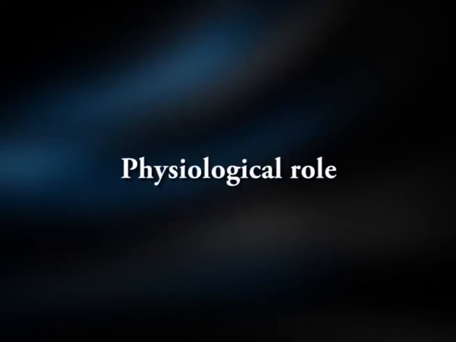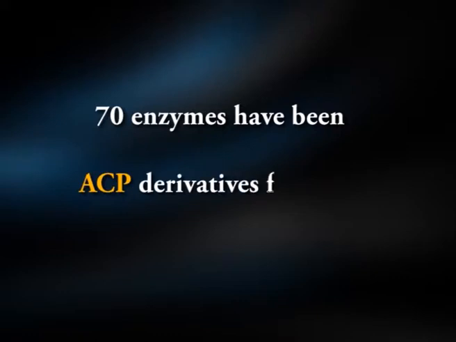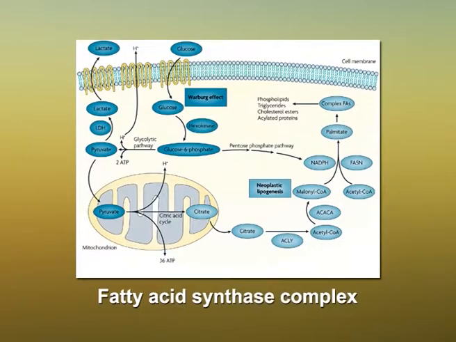The physiological role: pantothenic acid is formed from beta-alanine and pantoic acid. Pantothenate is required for synthesis of coenzyme A. Coenzyme A is a central molecule involved in all metabolism, like carbohydrates, lipids, and proteins. At least 70 enzymes have been identified as requiring coenzyme A or ACP derivatives for their function.